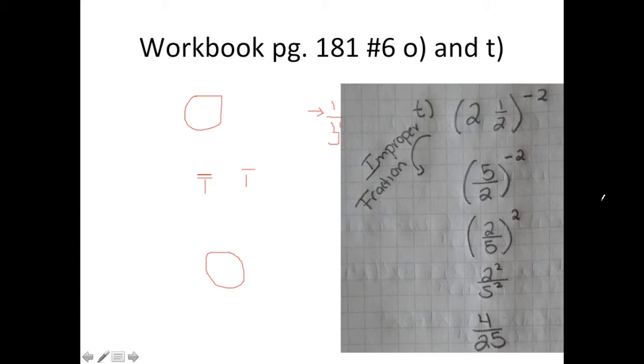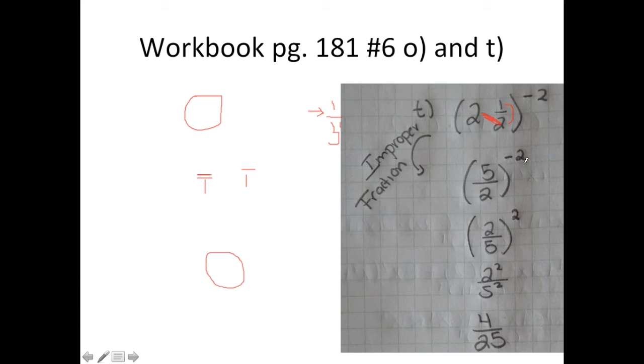Now, whenever I have a mixed fraction, guys, I need to change that mixed fraction into an improper fraction. How do we change into improper fraction, guys? Remember that you multiply the whole number times this one, and then you add this number. So 2 times 2, 4, plus 1, 5. So 5 halves, okay?